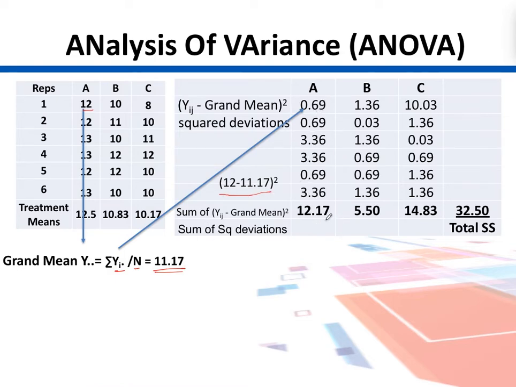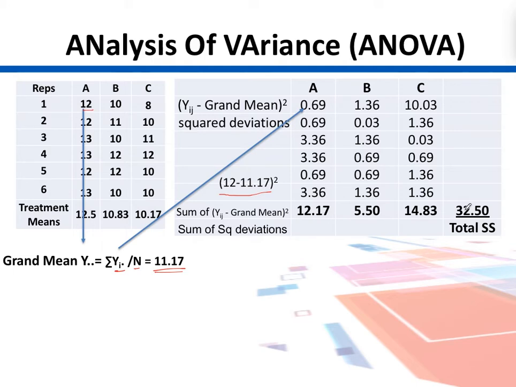And then finally we can go to each treatment and we can add them up. So the sum at this point for the A's is 12.17, for the B's is 5.50, and for the C's it's 14.83. So the total sum of squares which we get is the sum of all of them, or we can take the sum over all of these numbers directly. So that is 32.50. So that is the total variation which we captured in this data set.